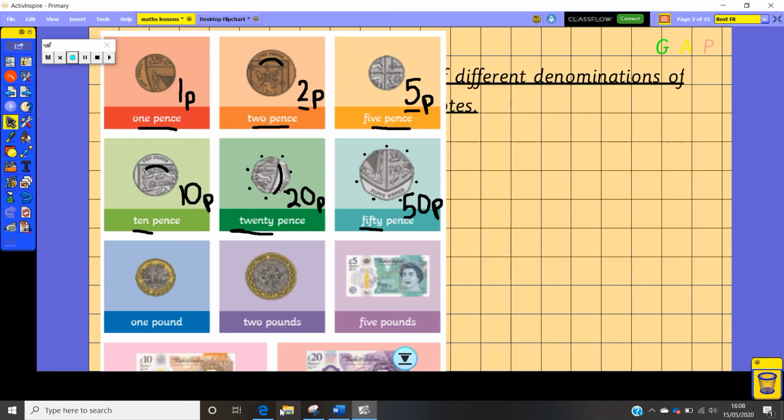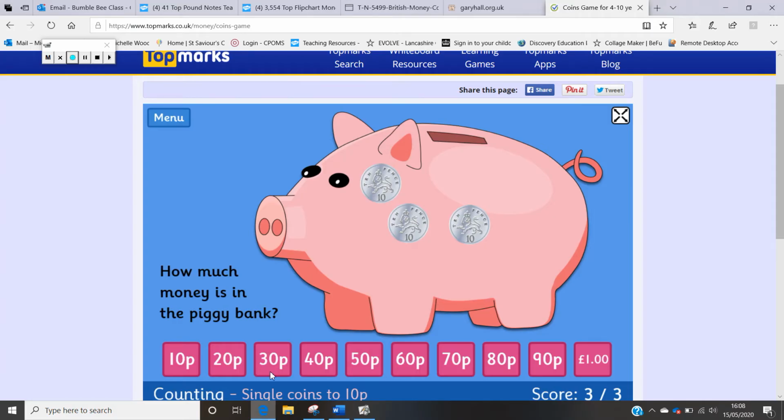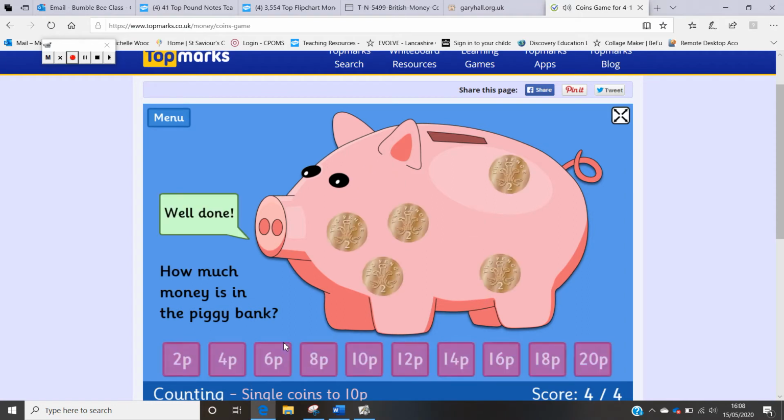It won't let me do it that way, so we'll go back to doing it this way. Whoops. And that is the 30p coin. So we'll count this one.